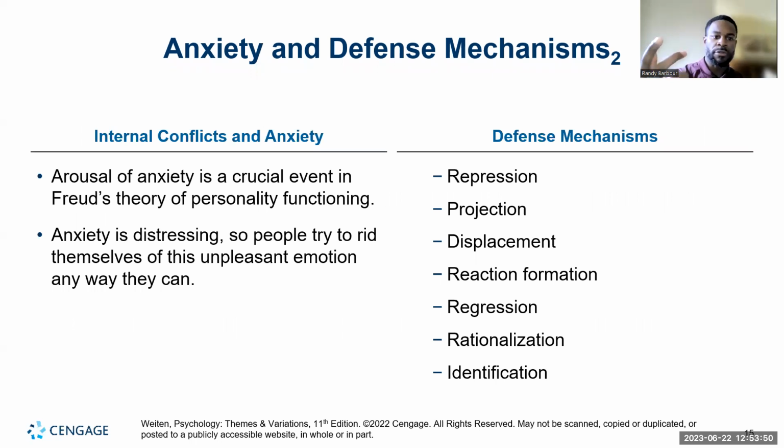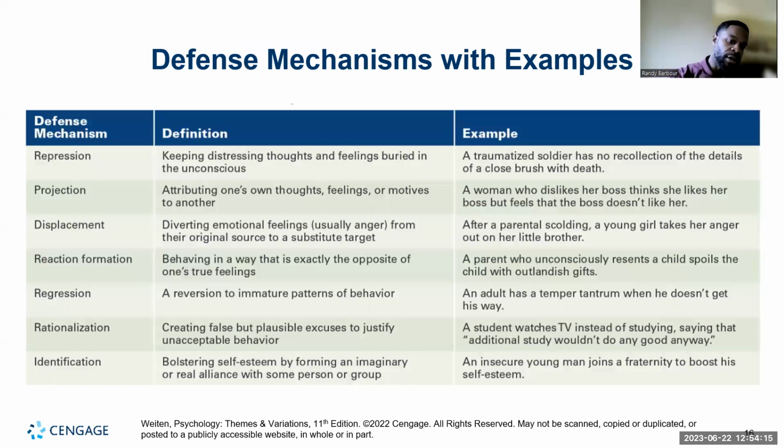But again, here are some others, right? We'll talk about displacement, reaction formation, regression, rationalization, of course, identification. But again, the arousal that we talked about is a crucial event in personality functioning, right? So when we talk about anxiety, which is extremely distressing, we use these defense mechanisms that we talked about, a couple, and then we'll finish off on a few more, okay? Here are some of the others, and I won't go through all of them, but again, take a screenshot of this, save this. The slides will be posted on the Blackboard.